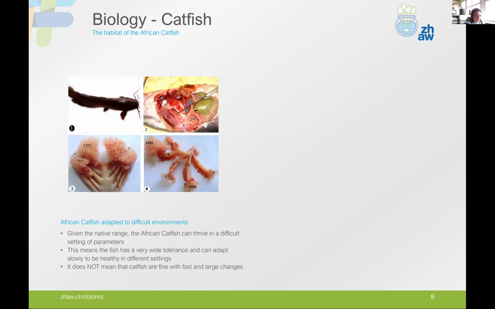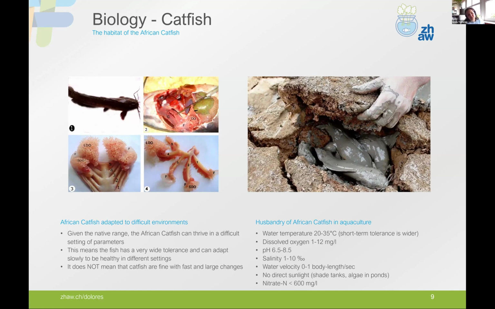This does not necessarily mean that the fish that you have in your tank deal well with very fast and very large changes. So the same as with the tilapia, the group can adapt as long as the changes are slow. In husbandry, you can easily have them somewhere between 20-35 degrees. Short-term tolerance is much wider. They can go a bit higher or a bit lower. They're even more tolerant to low oxygen than the tilapia are, that's clear, and a bit higher in salinity. They also are not a fast swimmer, but they prefer the standing water a bit. Same, don't keep them in the direct sunlight. And even though they are very, very tolerant, keep the nitrate lower than 600. It is really a bit better for the fish.